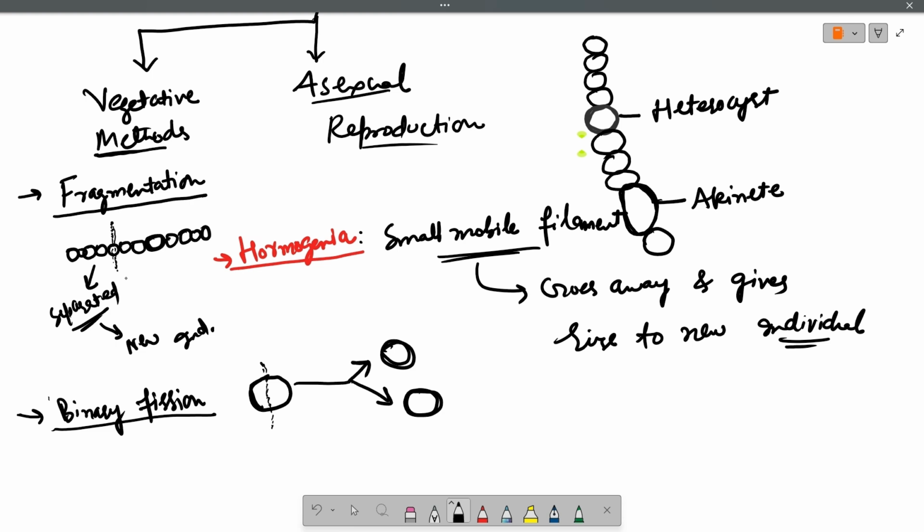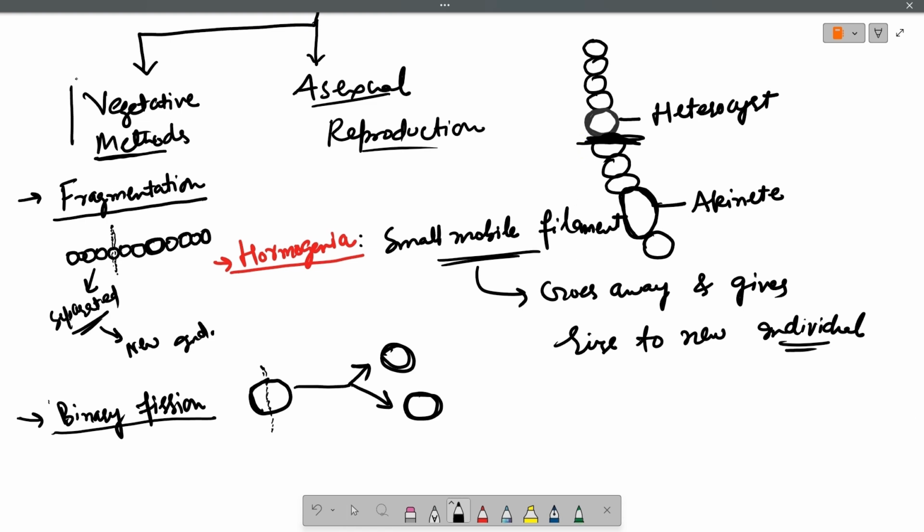As I said, in case of fragmentation, the trichome breaks. It is usually at this position near the heterocyst where this trichome breaks off and results in the formation of a new individual, new colony, or new trichome. So these are the methods of vegetative propagation or vegetative reproduction. That is fragmentation, binary fission, and hormogonia formation.